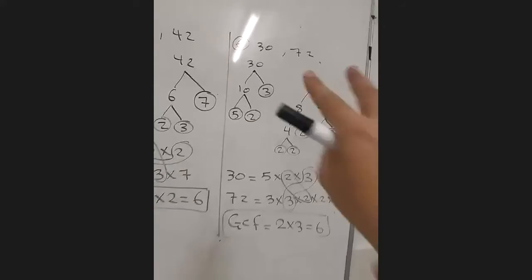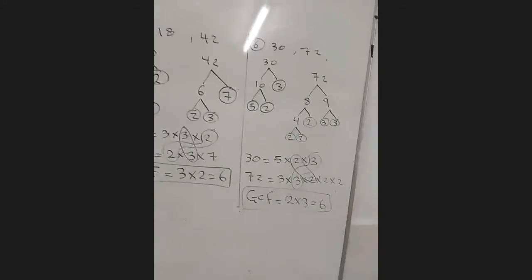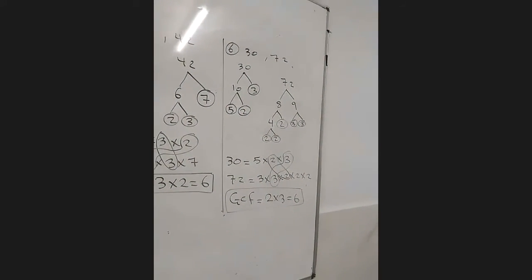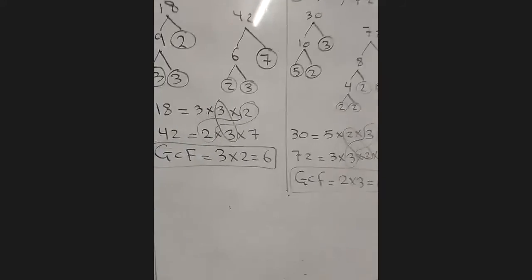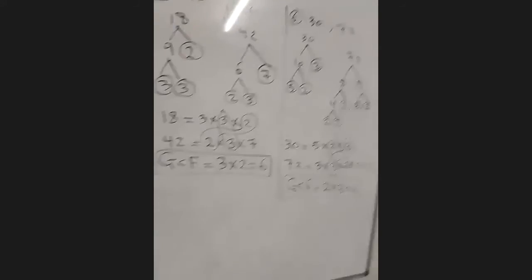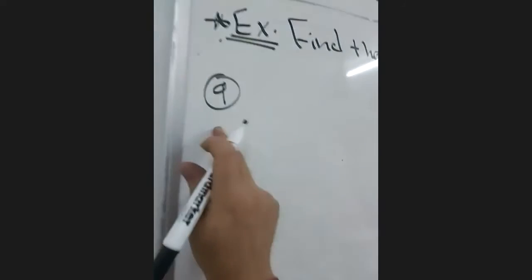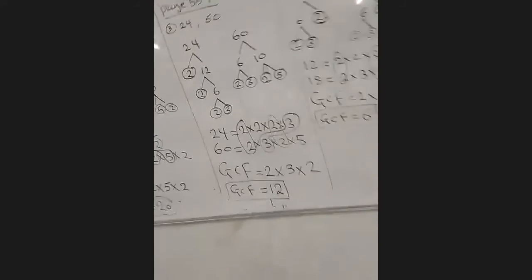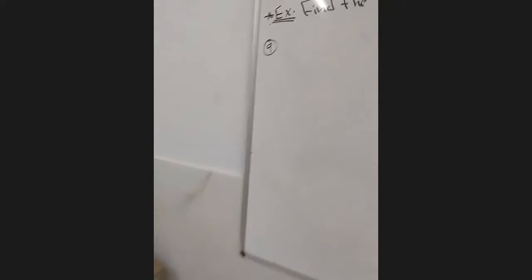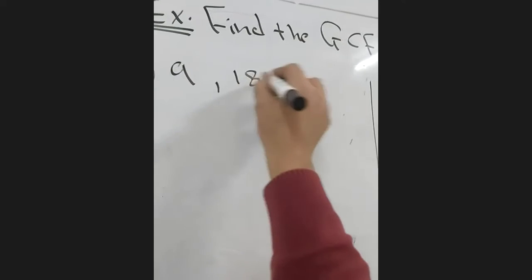Stop. Do we always have 2 numbers? No, sometimes we have 3 numbers. I will do an example with 3 numbers quickly, guys, because I'm running out of time. For example, question 9. See question 9, guys? 9, 18, and 42.